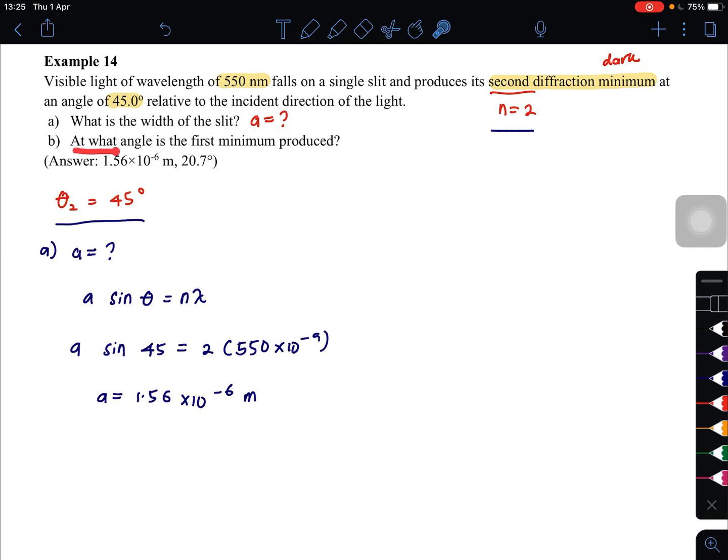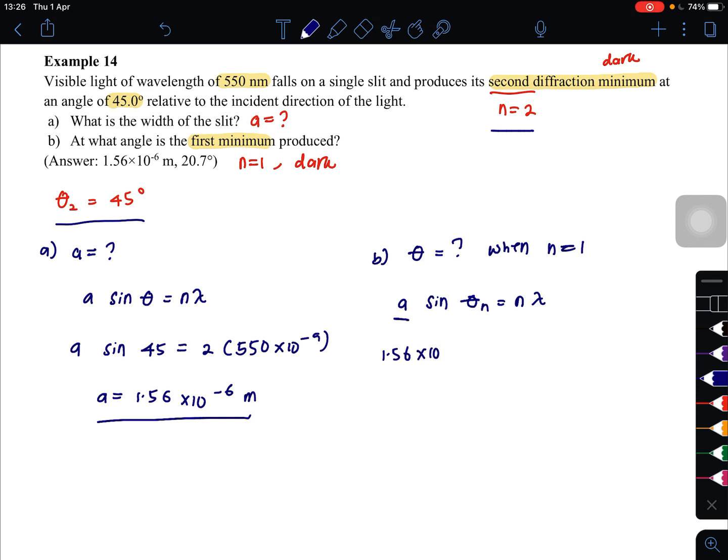And then the second one is at what angle is the first minimum produced? So here will be first minimum. So first, N adalah sama dengan 1, and then minimum it will be for dark. So soalan b, now we want to find the angle. So again, the angle when N is equal to 1. So again, still using the same formula, a sin theta is equal to N lambda. Now what we want to find is this angle. So just masukkan a, kita sudah dapat tadi this one. Then sin theta, which is equal to N adalah 1, and then lambda still the same. So you will get theta will be equal to 20.64 degree.